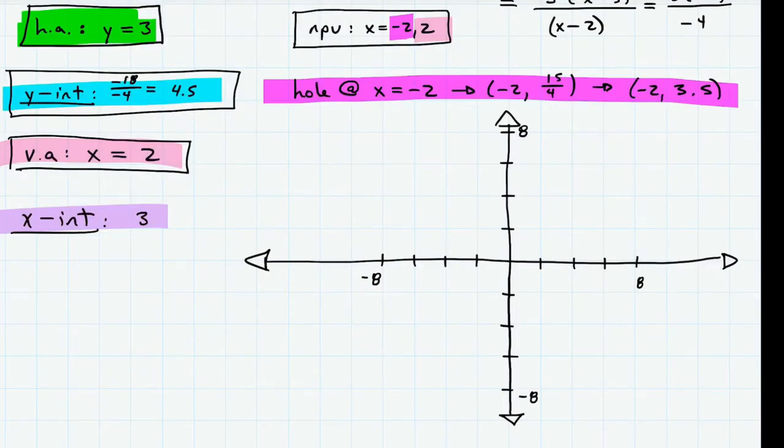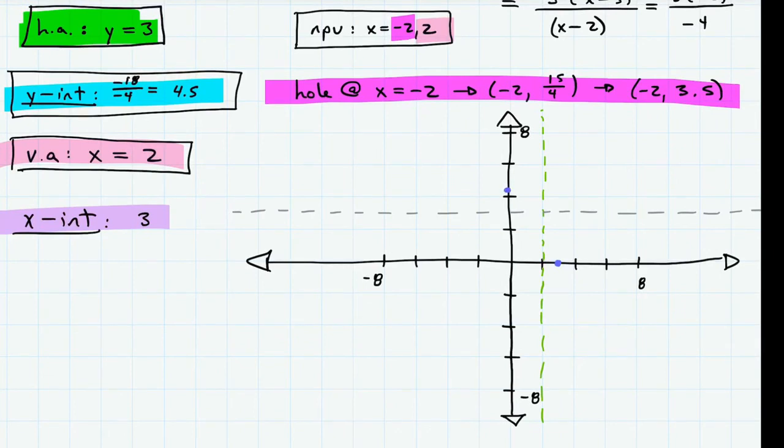So I just made my own little axes here. First thing I'm going to graph is my vertical asymptote at 2, and now my horizontal asymptote at 3. The nice thing about holes, x-intercepts, and y-intercepts is they give us some points to graph. So there's the x-intercept at 3, and the y-intercept up at 4.5 is there. And then the hole is at negative 2, positive 3.75, which mine's more like at 4, but just as an estimate.